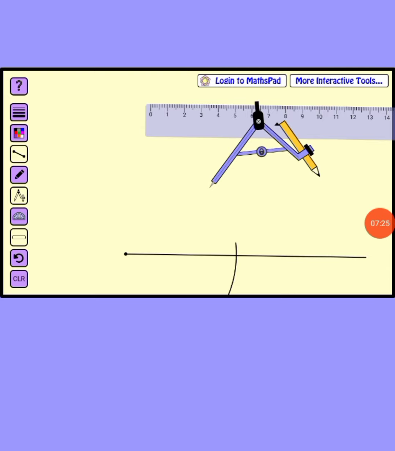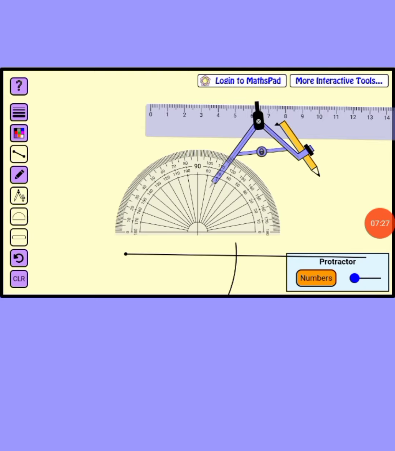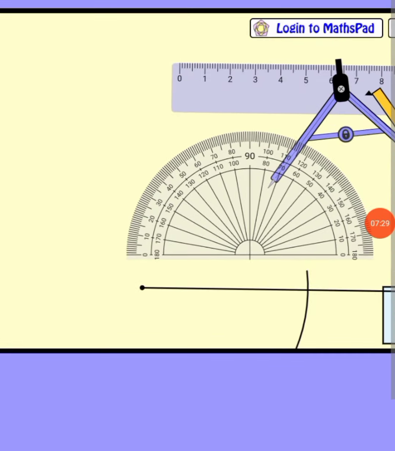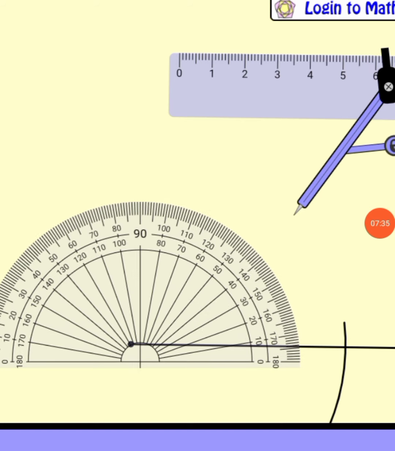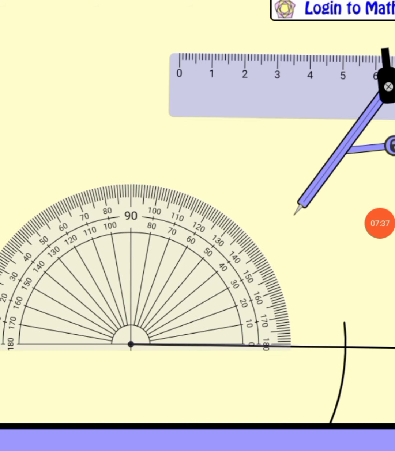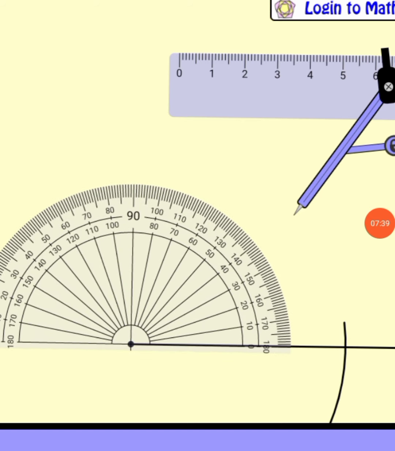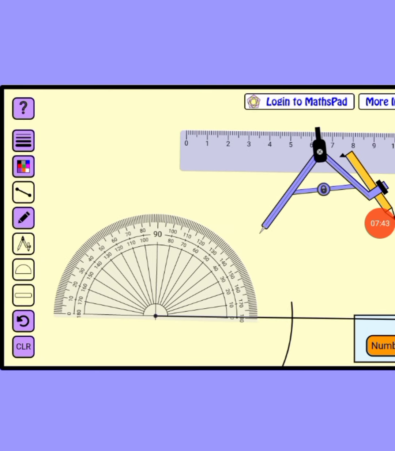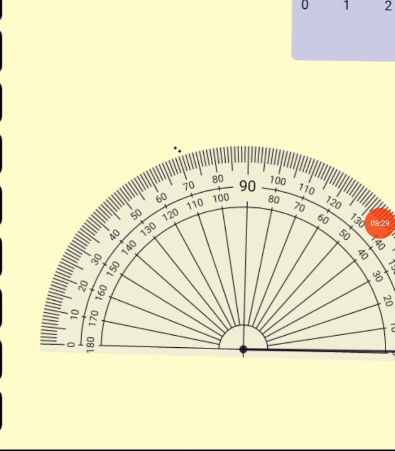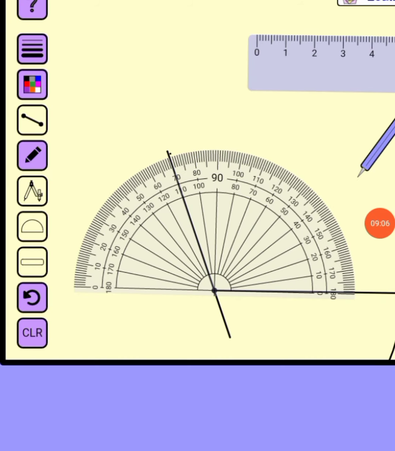I'll take the protractor, get my protractor ready. So this is the point. I'll keep my protractor 0 to coincide with 0 of this. Fine. And I will take 110 degree and draw the line. Over here is 110 degree. So I've extended it. This is 110 degree.